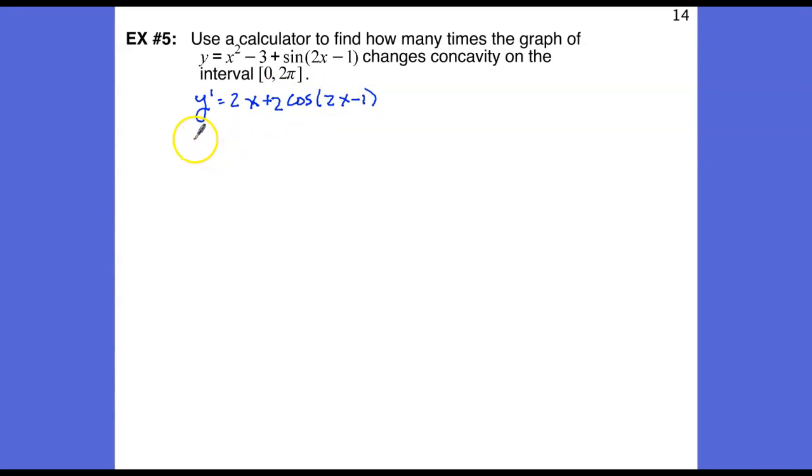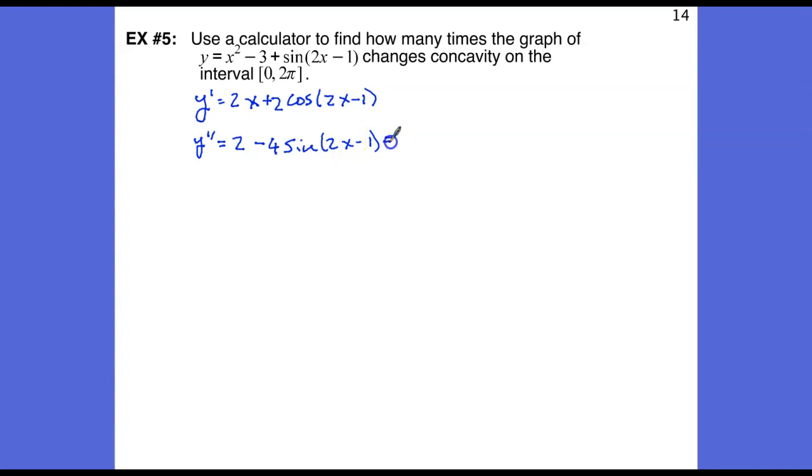So now let's take the derivative again to get our second derivative. And the derivative of 2x is 2. The derivative of cosine is negative sine. So negative, and then sine 2x minus 1. The derivative of the inside again is going to be 2, but remember we already had a 2 out front, and so we'll multiply those and have 4. And so 2 minus 4 sine 2x minus 1 is my second derivative.